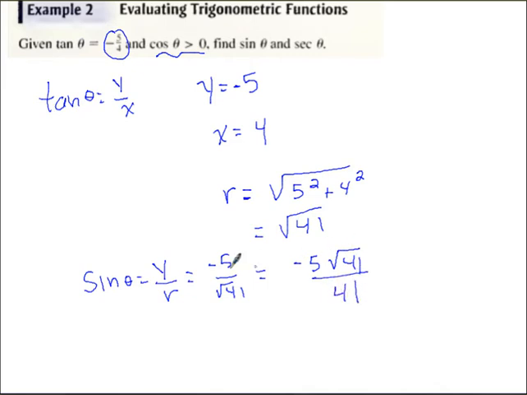And secant theta, remember, secant is the reciprocal of cosine. Normally we would have adjacent, or x over r. In this case, we're going to have r over x. So r is negative 5, or excuse me, r is root 41, divided by x, which is 4. So root 41 over 4. So we have both of our answers there. Alright, moving on.